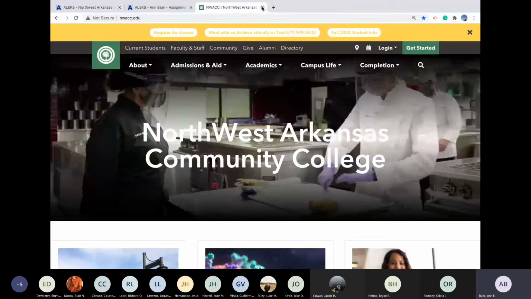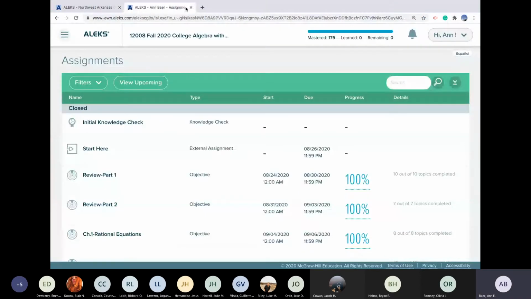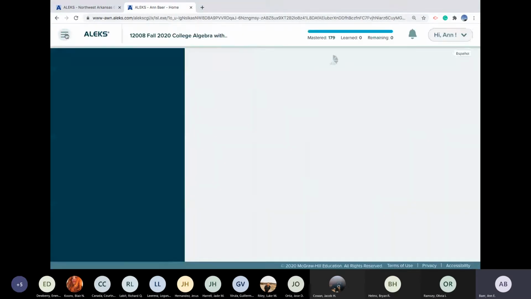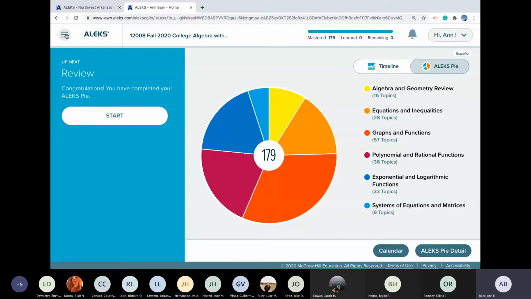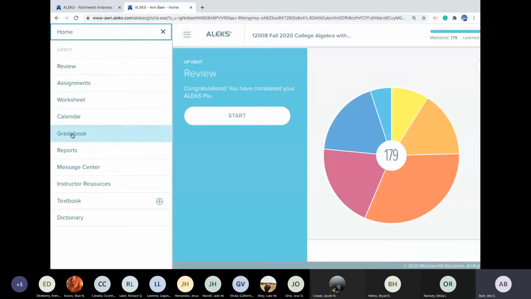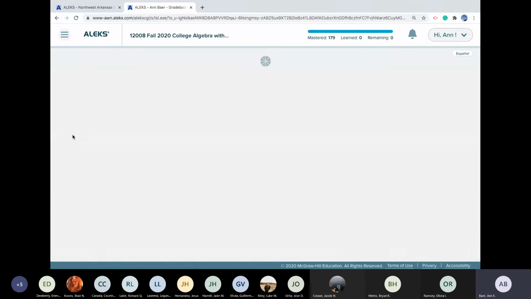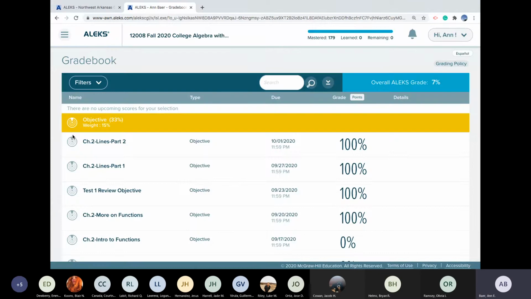So I don't need this, I don't need that. Since I'm here, let me go back out, let me go to the home page. So this is where you are when you enter ALEKS. And where you should go to check your score in ALEKS for the test is to the gradebook. This gradebook matches my gradebook.